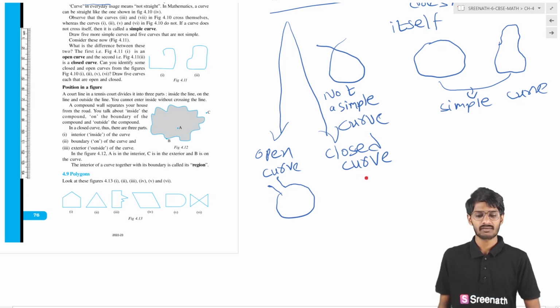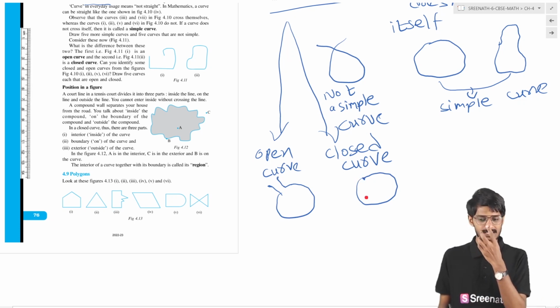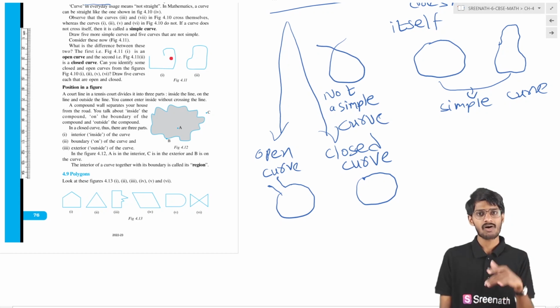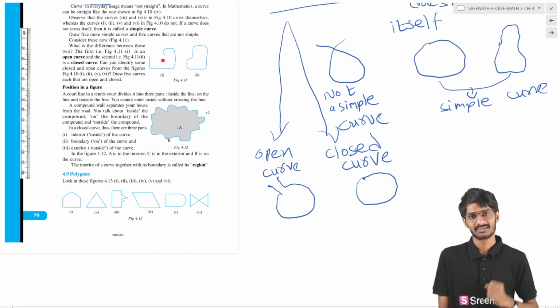So what is a simple curve example? It is a simple curve. Here it has started and here it has ended, students. So this is the example of a closed curve. This is the example of an open curve, because there is an opening. Now, is this an open curve or a closed curve? I'm giving you 2 seconds. Just reveal the answer in the comment section.